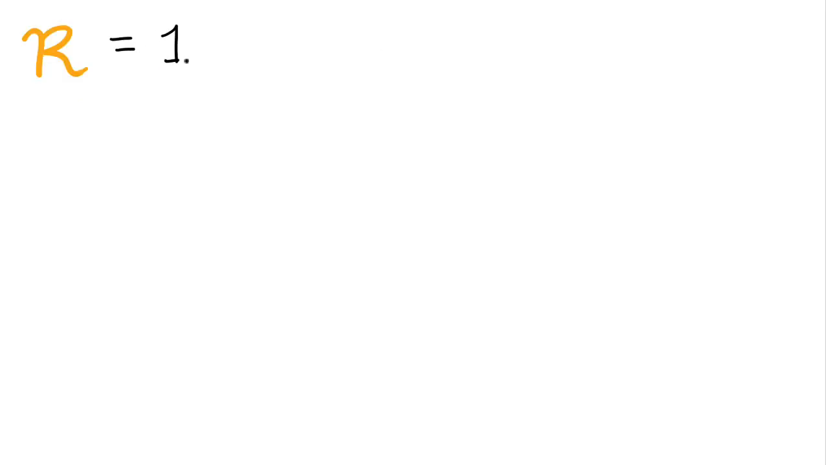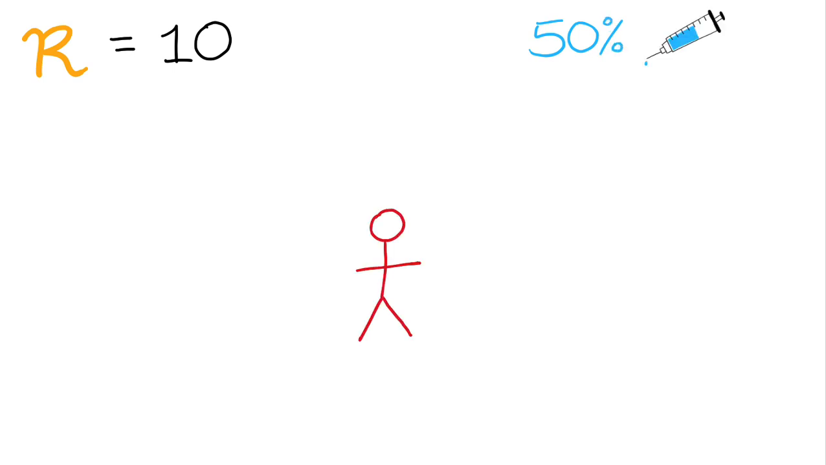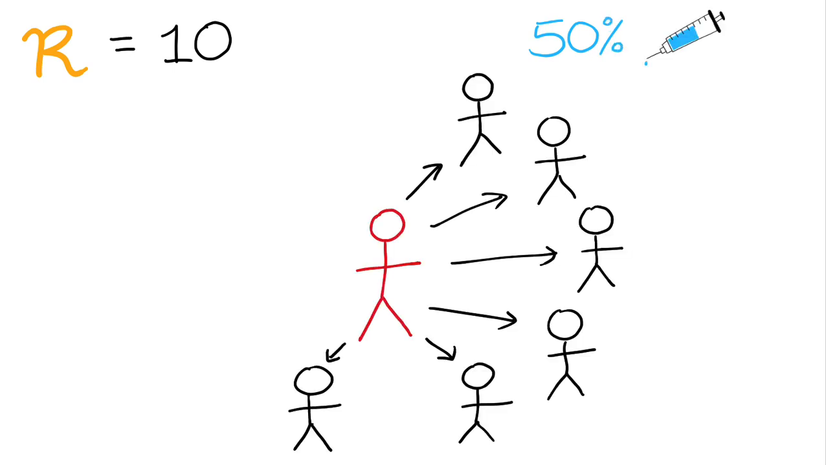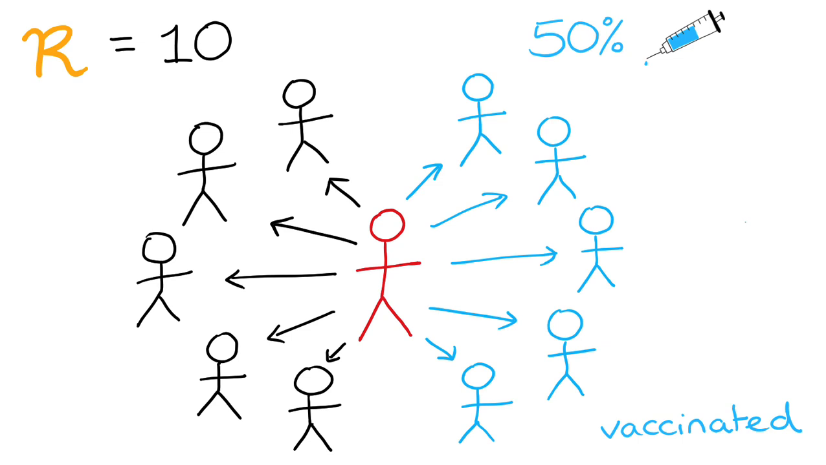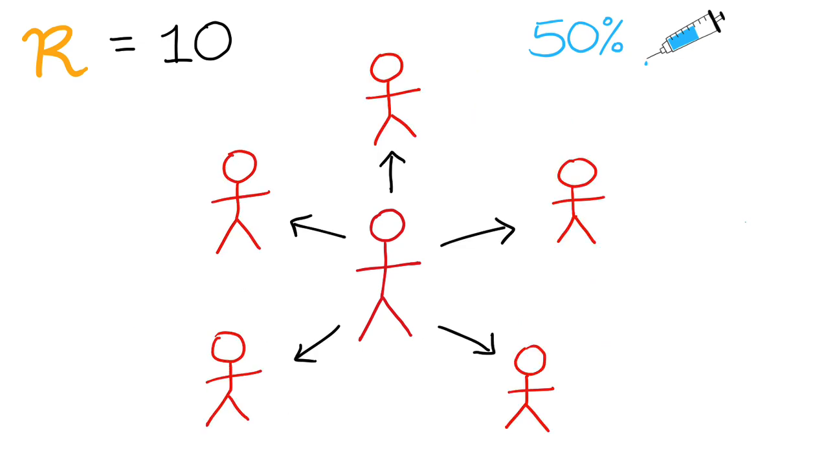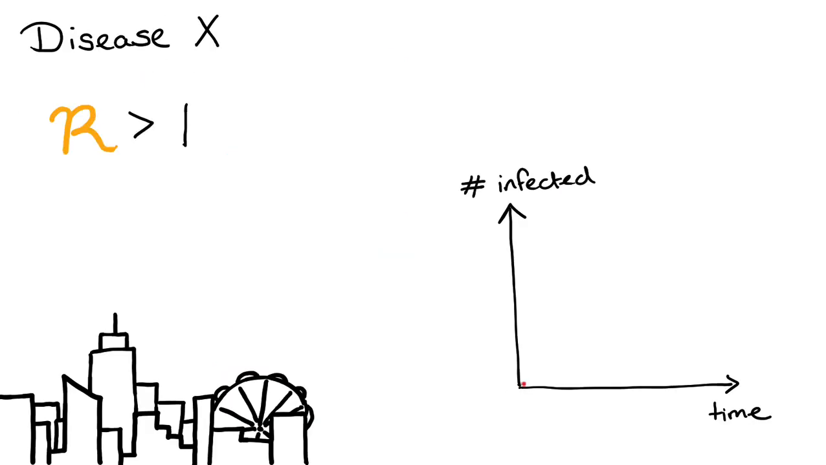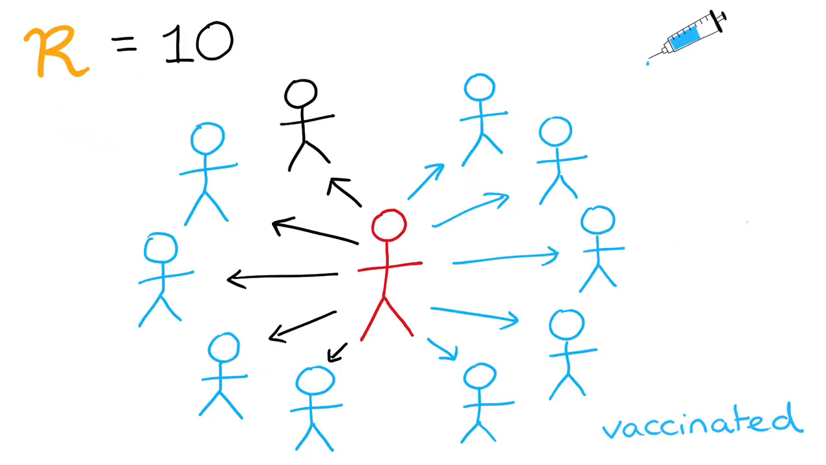However, if R is equal to 10 and we have the same vaccination levels, so only half of people are vaccinated, then each person on average infects 10 people and 5 of these people will be vaccinated. This means that each person infects 5 new people on average, and the effective R number is 5, which is definitely greater than 1. It works out as needing at least 9 in 10, or 90% of people to be vaccinated.